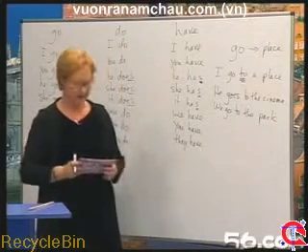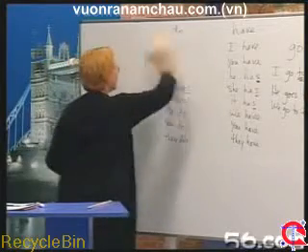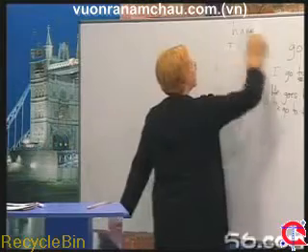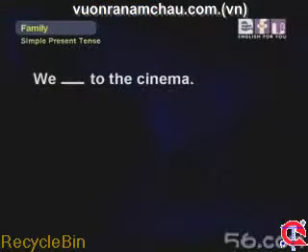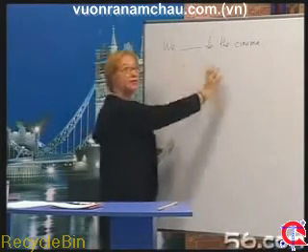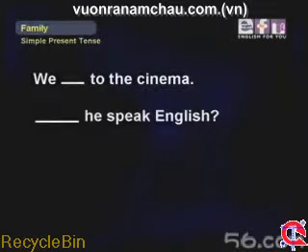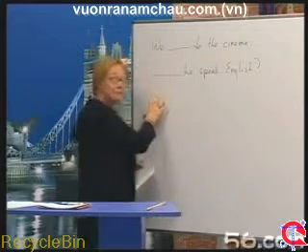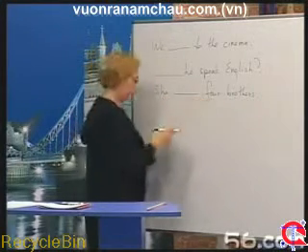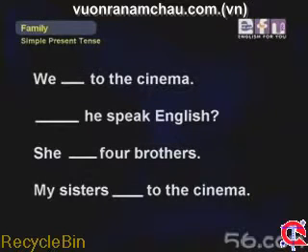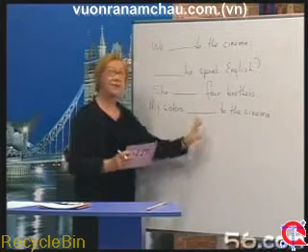Okay? Now, let's practice. Let me erase the board. First, I'm going to write some sentences on the board with blanks in them, and you're going to fill in the blanks. So here come the sentences, and assistants later, you will help me. Here's the first one. We to the cinema. He speak English. She 4 brothers. And my sisters to the cinema.